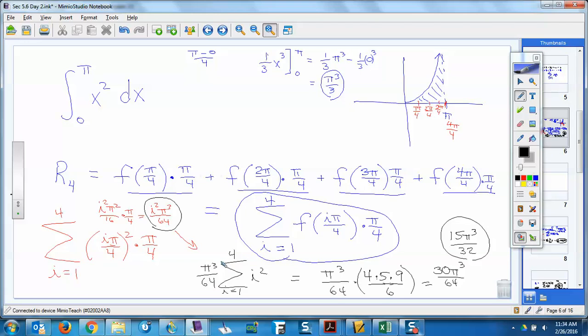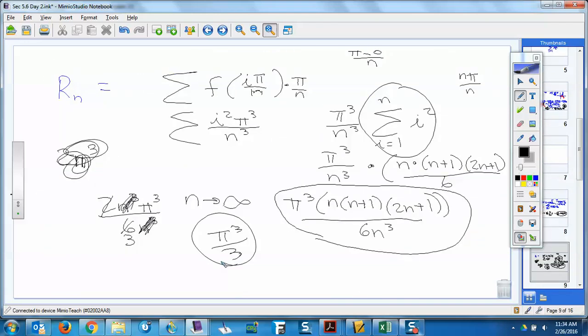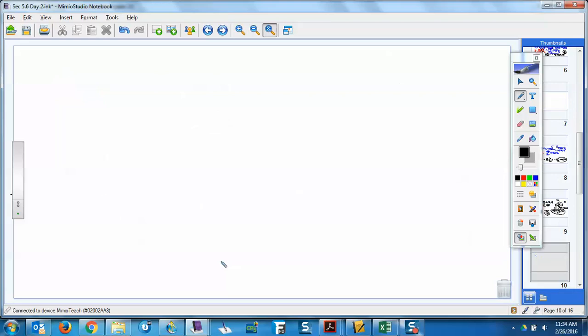Infinite number of rectangles equaled the exact area. So, here's the final result. I appreciate that. Here's the final result. You don't have to write this down yet. We'll write it down on Monday.